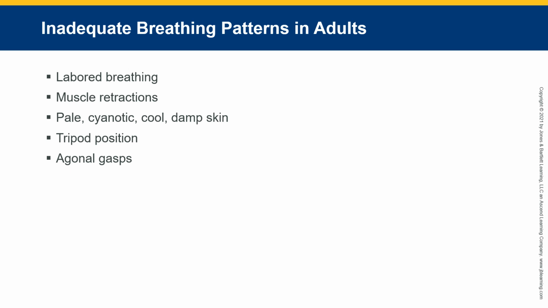On the flip side, if people are not breathing well, if there's an inadequate breathing pattern going on, you're going to have labored breathing. You're going to have muscle retractions using those accessory muscles. You're going to have pale, cyanotic, cool, damp skin. And this is a term that you should immediately pick up on when the NREMT says this, because what they're telling you is, hey, this person is probably experiencing signs and symptoms of shock. And you'll need to know that later when it comes up again. They might also be in tripod position, which is an inadequate breathing sign, or have agonal gasps. These are usually breaths that are taken right after a person is deceased, where they're not really doing a lot of oxygen or carbon dioxide transfer.